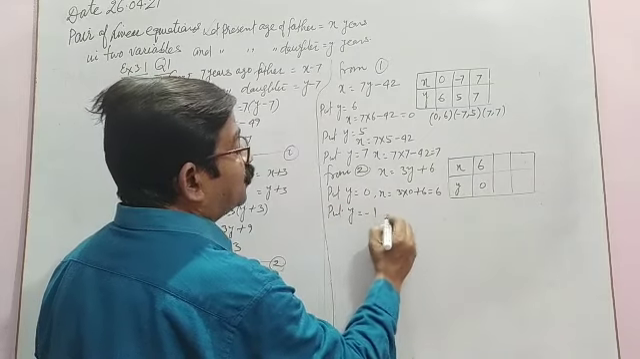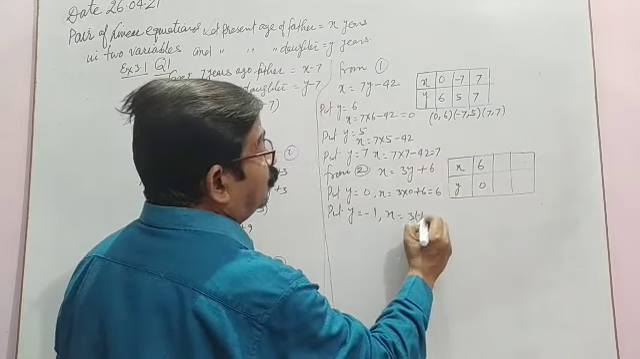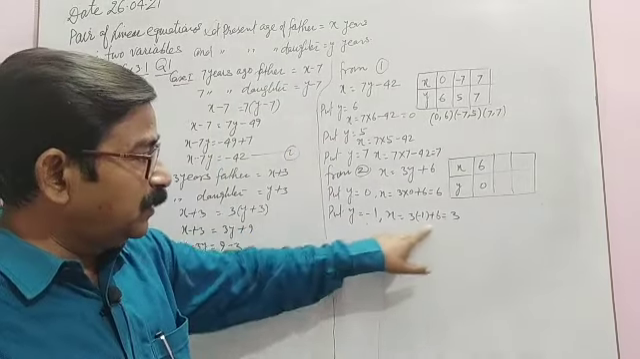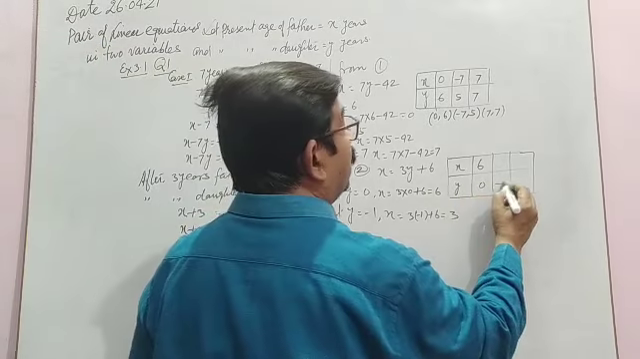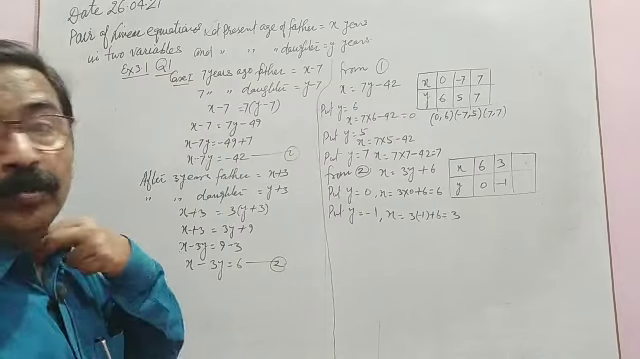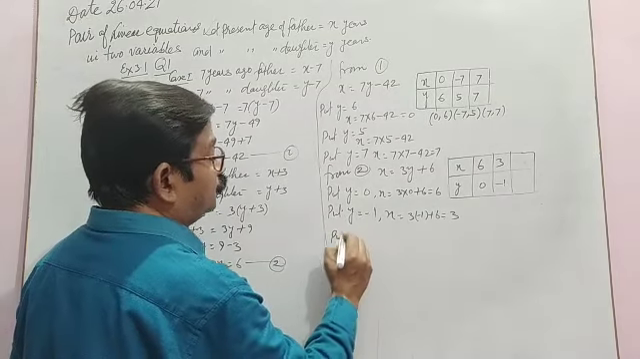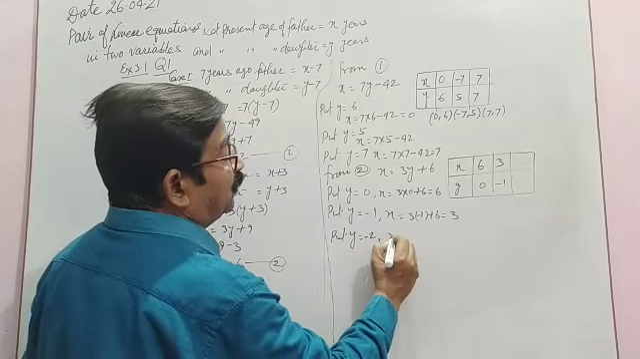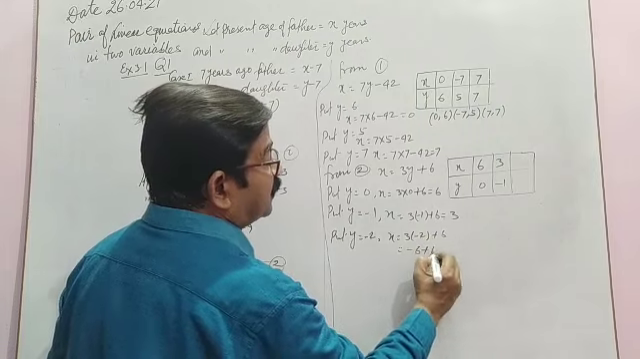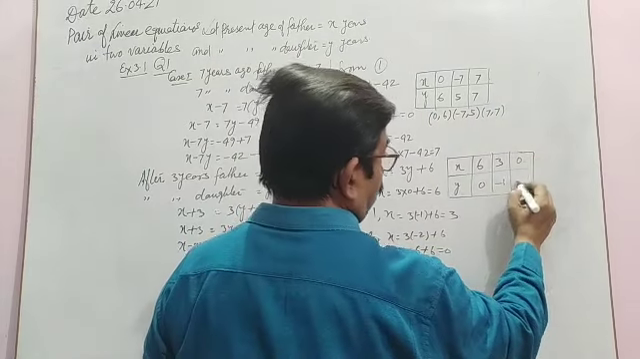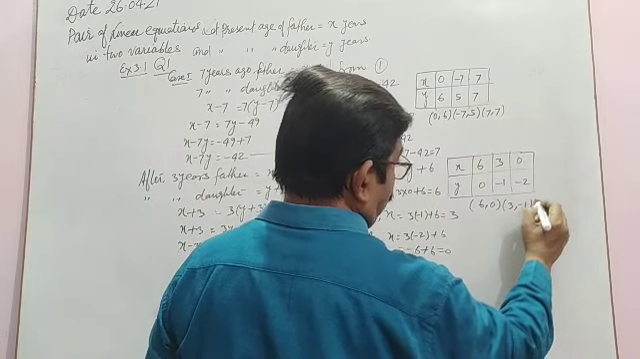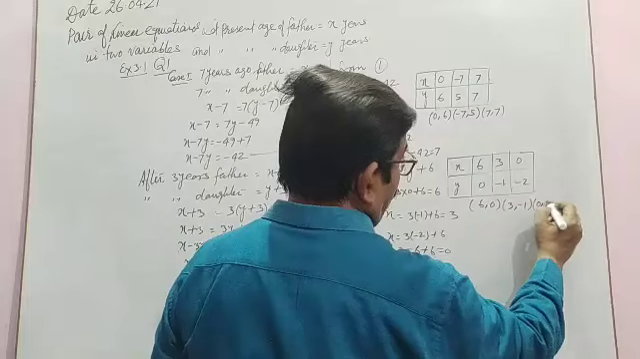Now put y is equal to minus 1. Then x is equal to 3 into minus 1 plus 6, which is equal to 3, because minus 1 into 3 is minus 3, plus 6 is 3. Then put y is equal to minus 2. Then x is equal to 3 into minus 2 plus 6, minus 6 plus 6 is equal to 0. So we have points 6 comma 0, 3 comma minus 1 and 0 comma minus 2.